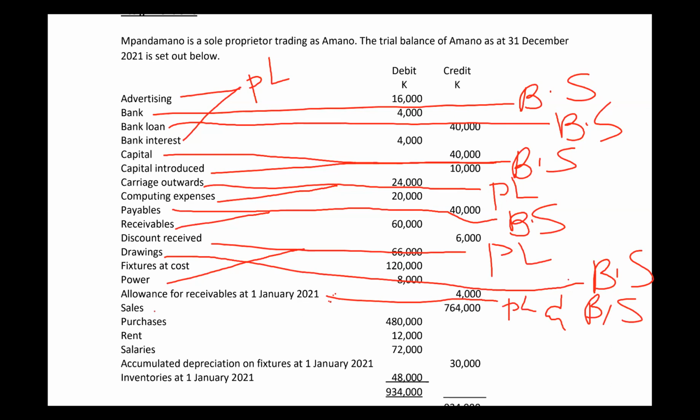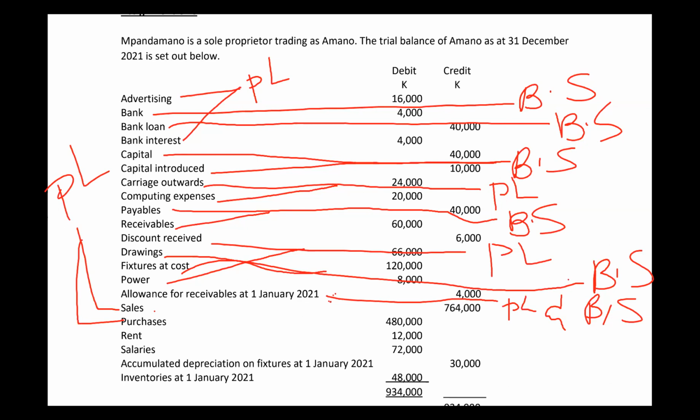You skipped something. Which one is that? Oh, fixtures. Fixtures, those are assets, okay? The assets go in the balance sheet. Thank you. The fixtures are fixed assets, and they go in the balance sheet. The sales go in the trading account, that is in the profit and loss account. Then the purchases as well, they go in the profit and loss account.